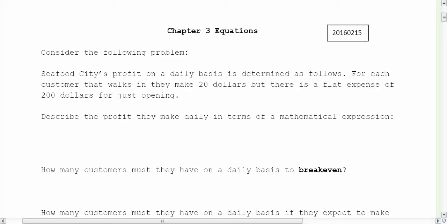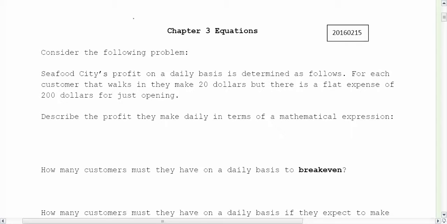Okay, everybody, I'm going to walk you through a summarization of Chapter 3, and Chapter 3 is associated with the concept of an equation. So let's just get an idea of what we mean by an equation and why we need to work with equations. So let's consider the following problem.